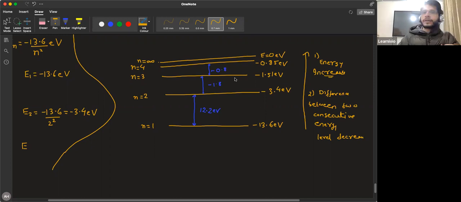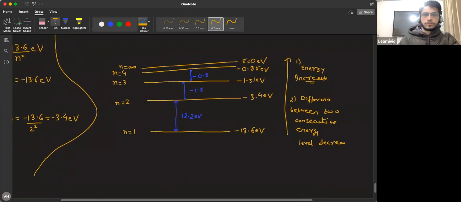There's one more interesting characteristic. What's the minimum energy of an electron in a hydrogen atom? What's the minimum value of that energy? Minus 13.6 electron volt.